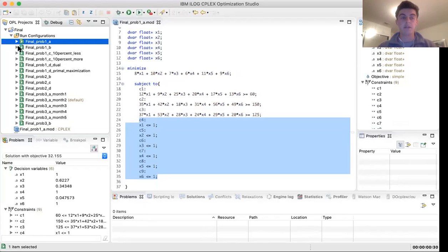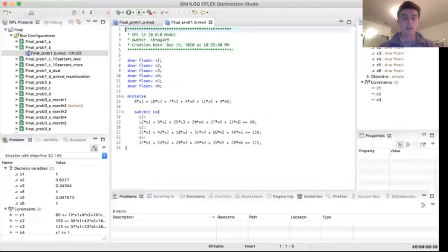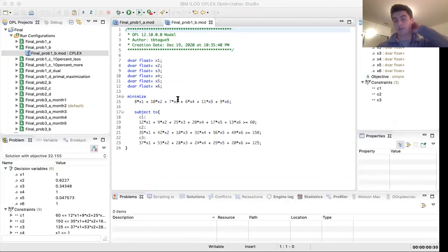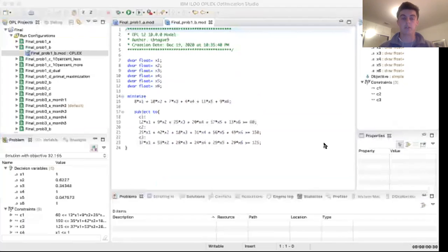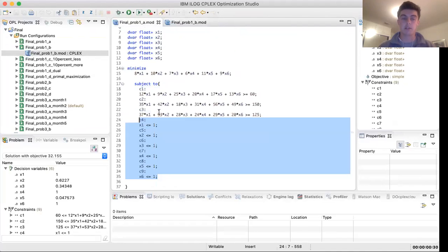In Part B, we are then asked to ignore the constraints with no uncertainty about the parameters, which is the constraints limiting values to be less than or equal to 1. So this will help us identify which of the parameters are more sensitive. As you can see here, we just take out the constraints C4 through C9 from problem A.